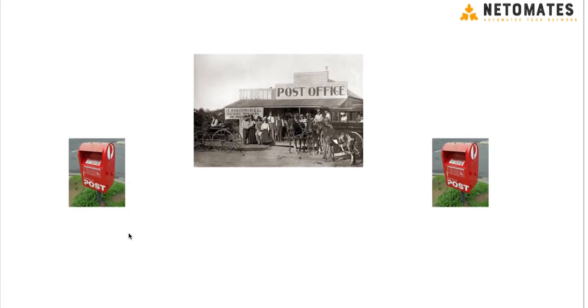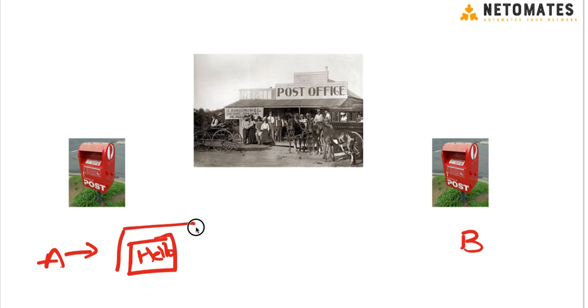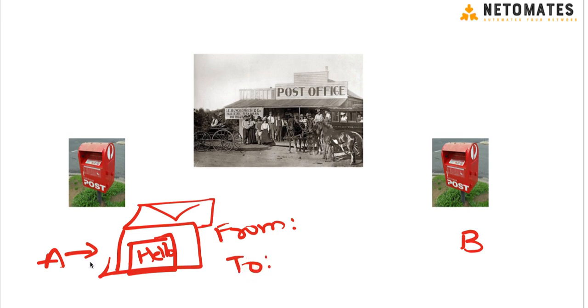we have invented a postal system. In the postal system, person A just writes a letter. He will take a letter and write whatever he wants to share with person B, and then he will put it in an envelope, and on the top of the envelope he will write the from address and the to address. The from address will be person A's address, the to address will be person B's address.